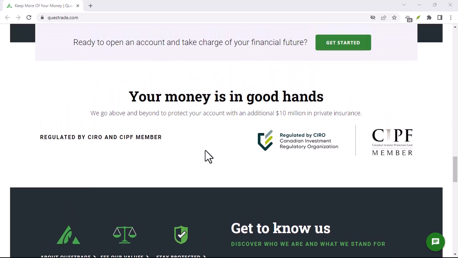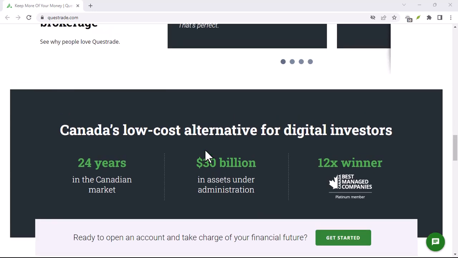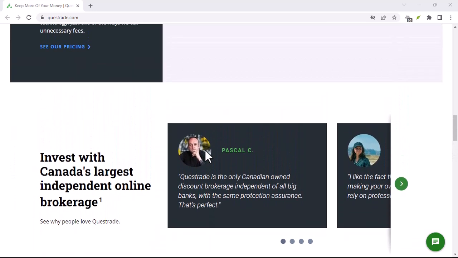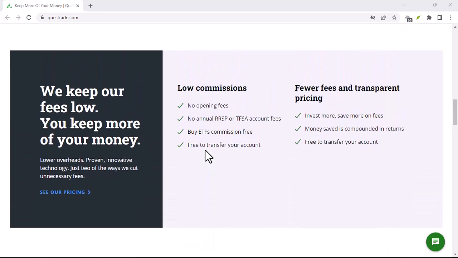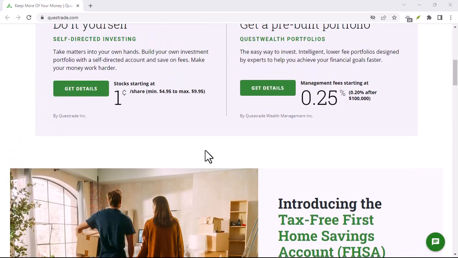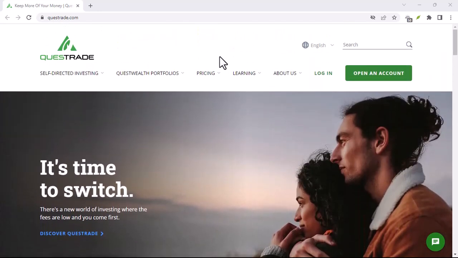Questrade offers both individual and spousal RRSPs. A spousal RRSP allows a higher income spouse to contribute to a lower income spouse's RRSP, potentially leading to lower overall taxes in retirement. This can be a powerful tool for couples looking to maximize their retirement savings.